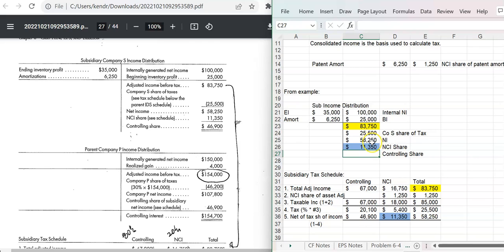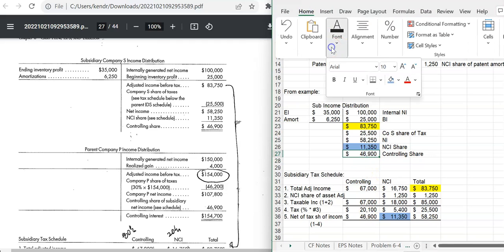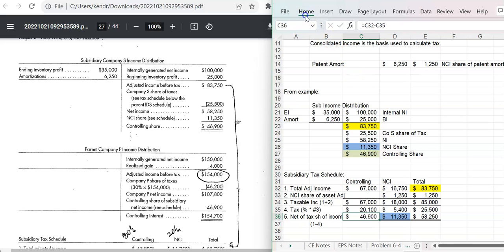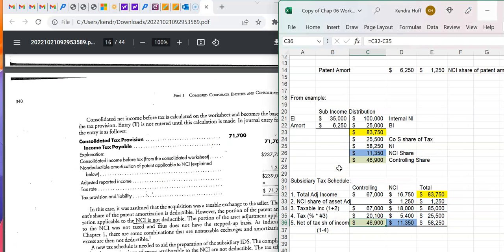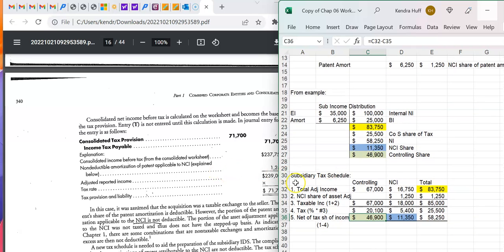And then the controlling share, if you subtract that, it should equal this 56.9 or 46.9. Okay, sorry, I had a very long pause. So excuse me if I don't exactly remember where we were. But anyway, so the income distribution schedule, this ending part of it, is done based on this subsidiary tax schedule. So this tax schedule has to be done before you can do this bottom part of the sub-income distribution schedule.